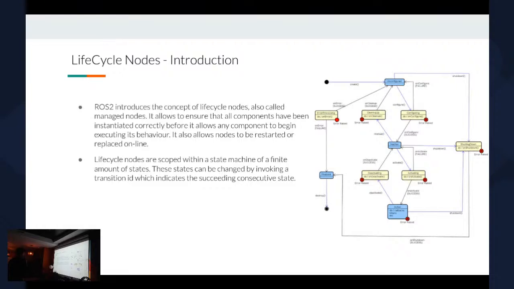ROS node lifecycles also follow the state machine that you can see here on the right, and I will explain all of these states and what they mean in the next slides. But we can see right from here that we have a couple of transition states represented in yellow, and a couple of states represented in blue. These are not transition states, these are active states of your node.